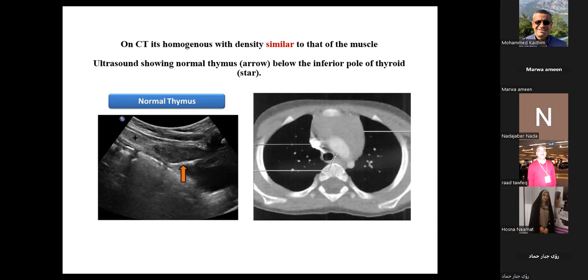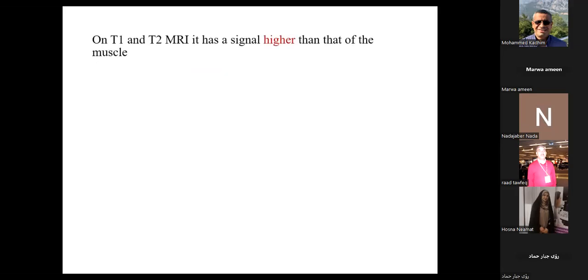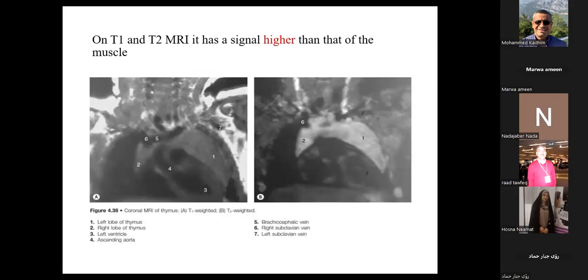Okay. Ultrasound, as you see in this ultrasound, the thymus is hypoechoic in comparison with the lower part of the normal thyroid gland. If you see this yellow pointer, this is the thymus, and the star-like structure is the thyroid gland, so it is hypoechoic in comparison with the thyroid. On CT it's homogeneous with similar density to the surrounding muscle. On MRI, on T1 and T2, the signal is higher than that of the muscle.